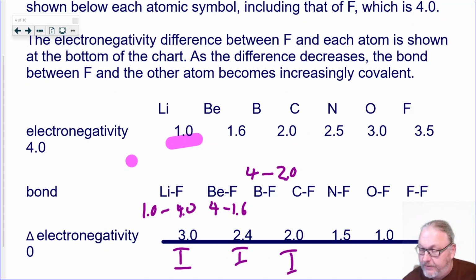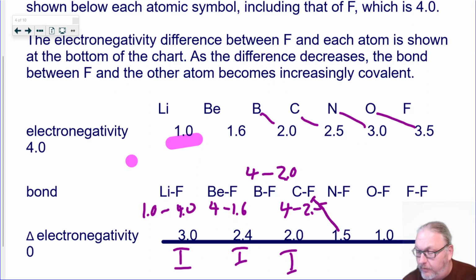If you look at carbon and fluorine, there we've got 2.5. Carbon goes there, and boron goes there. These are a little misplaced here, we'll have to fix those. Carbon is 2.5, so that will be 4 minus 2.5, or a 1.5. Now we're getting to where this would be a covalent bond, or those electrons would be shared amongst each other.